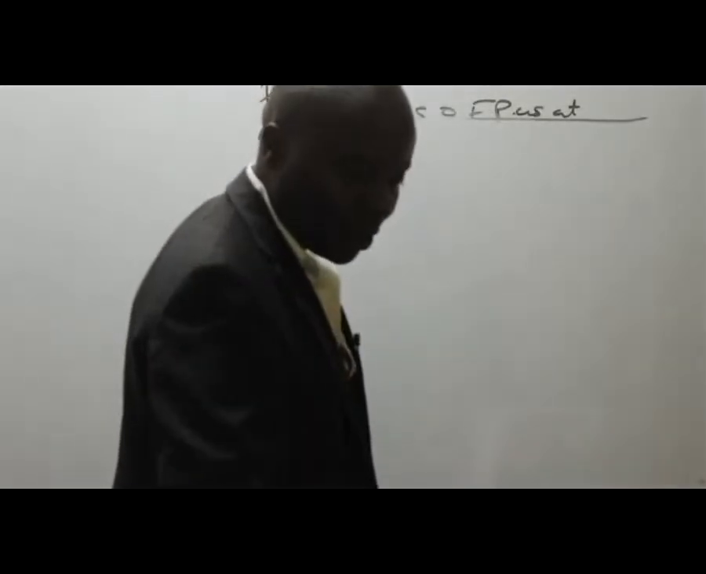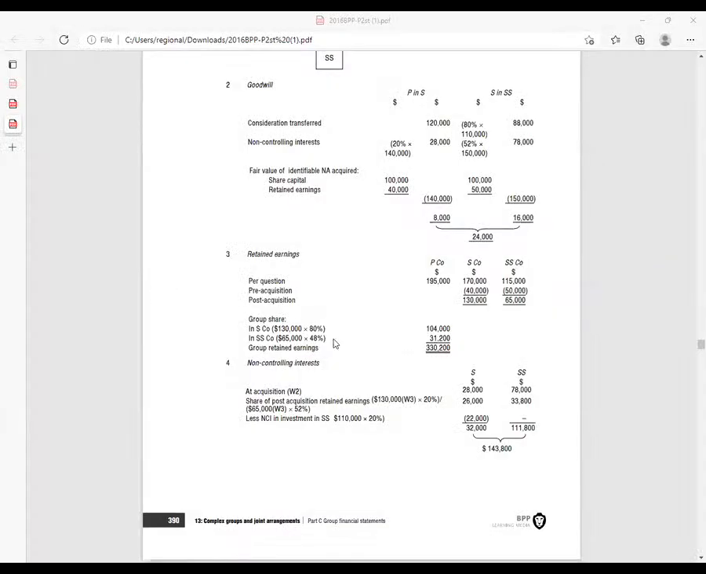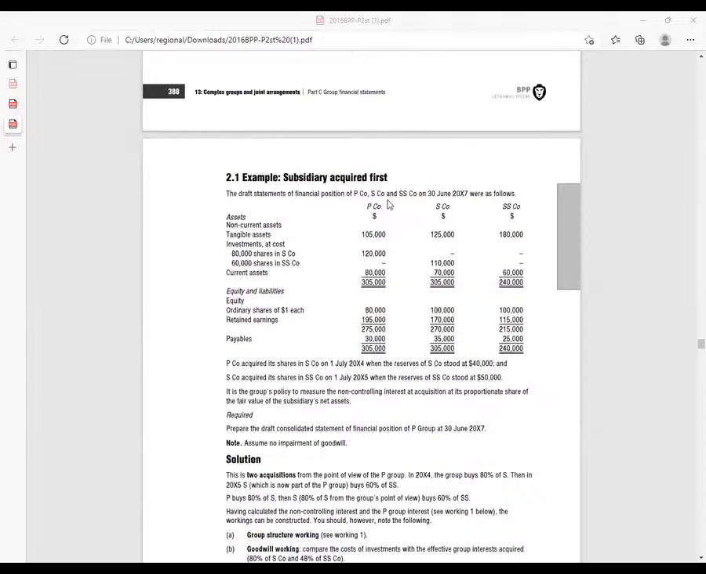What we shall do, we shall come here, and to consolidate is to put together. So remember, fortunately, all these are subsidiaries, parent and subsidiary. So we start with non-current assets, where I'll pick the tangible assets. We are consolidating everything there. Tangible assets, I have 105,000 plus 125,000 of the first subsidiary, plus 180,000.